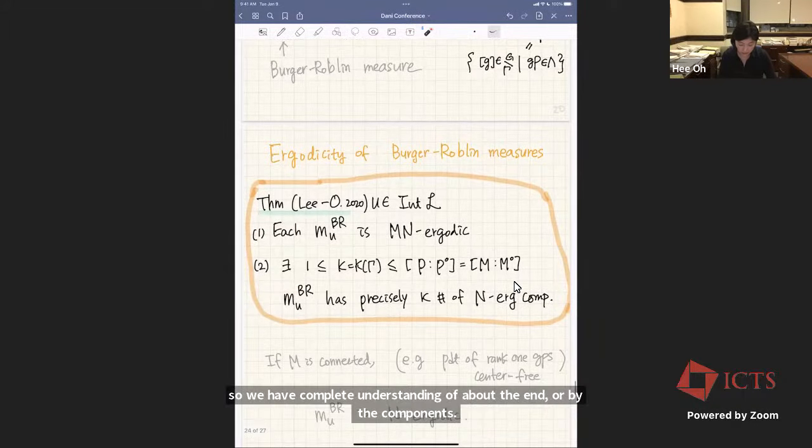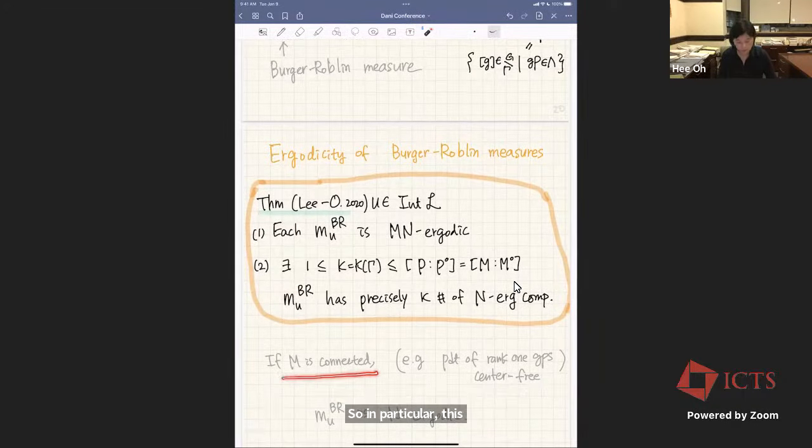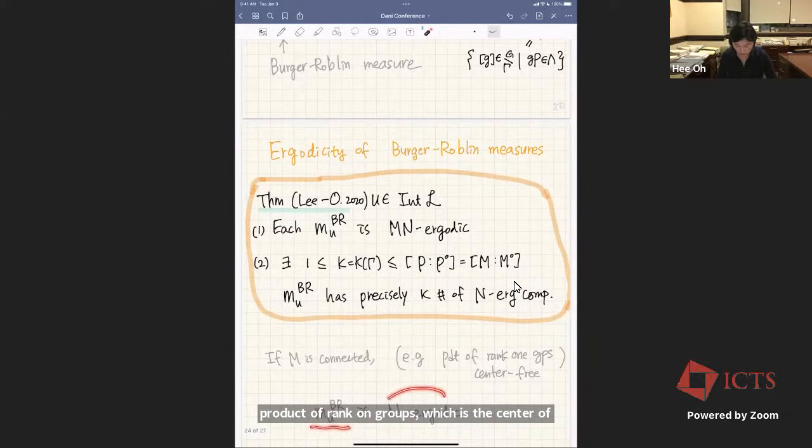In particular, this theorem says that if M is connected, which is always the case if you consider a product of rank 1 groups which is center free, then the Burger-Roblin measure is also ergodic for N. So this answers the ergodicity question for the Burger-Roblin measure.